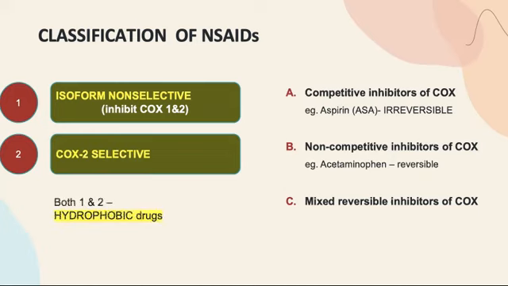Both isoform non-selective NSAIDs and the cyclooxygenase 2 selective NSAIDs generally are hydrophobic drugs, which allows them to access the hydrophobic arachidonic acid binding channel and results in shared pharmacokinetic characteristics. Aspirin and acetaminophen are exceptions to this rule.